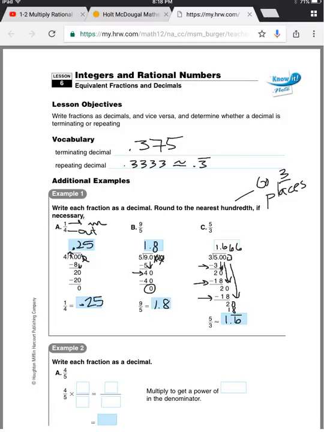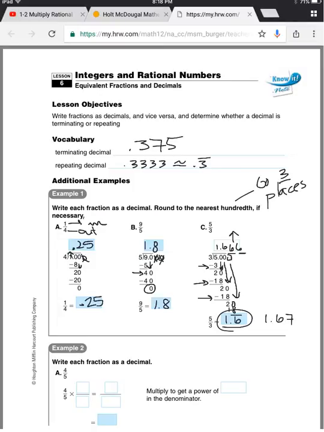Example 2, we're going to be writing each fraction as a decimal. Actually, go back to example 1. It says round to the nearest hundredth. So I'm fine with this answer, but if you're actually going to follow the rules of what the directions say, it would be 1.67. This is the hundredths place. That 6 is going to make this go up 1 to a 7. Okay, so either answer would work for me.